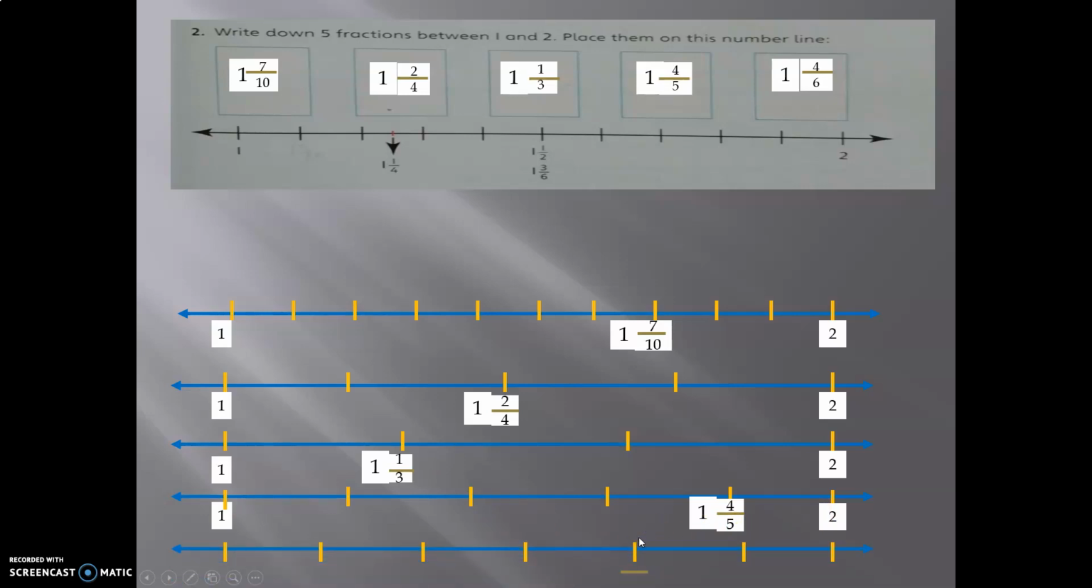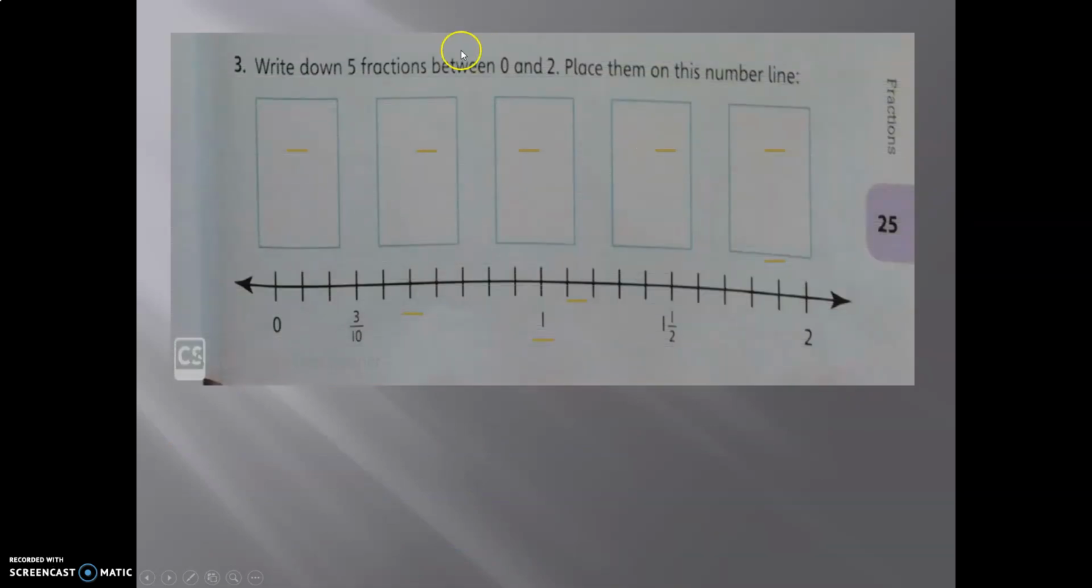The last number line from 1 to 2, you need to cut it into 6 equal parts. And I need to put 1 and 4 over 6. Let's go to the third question.